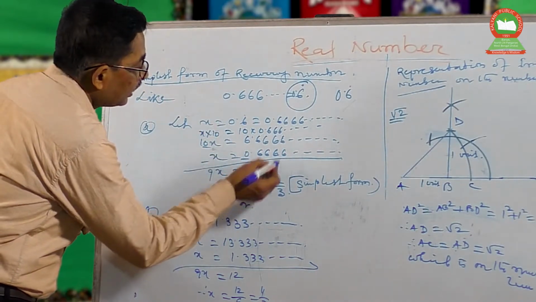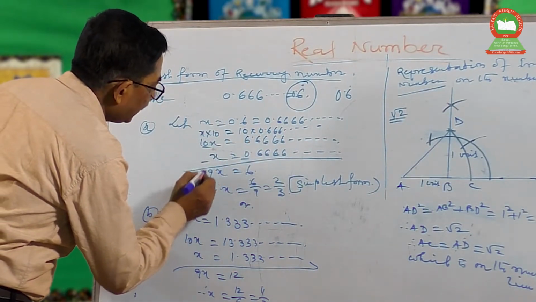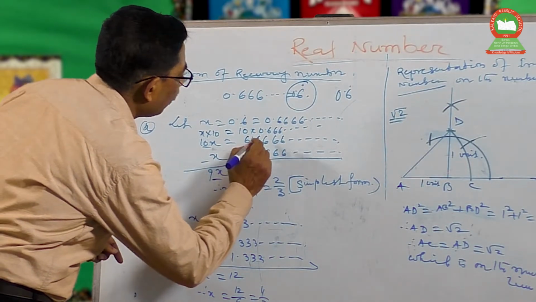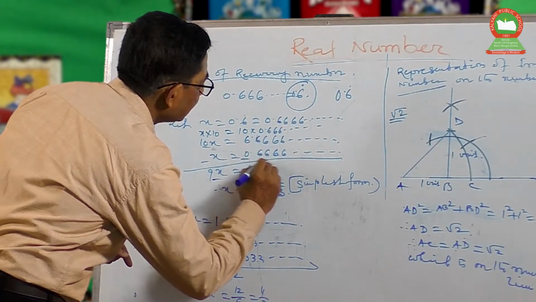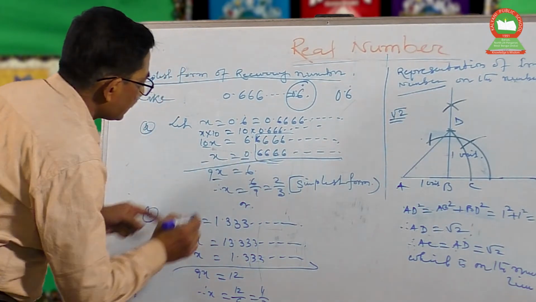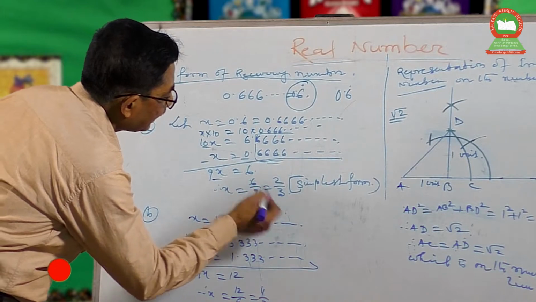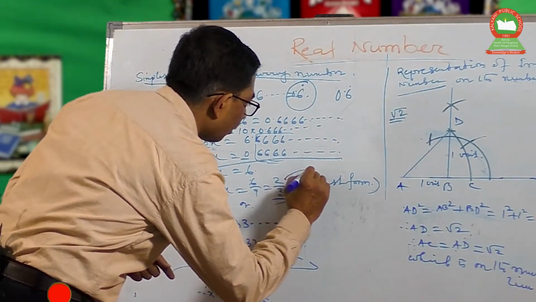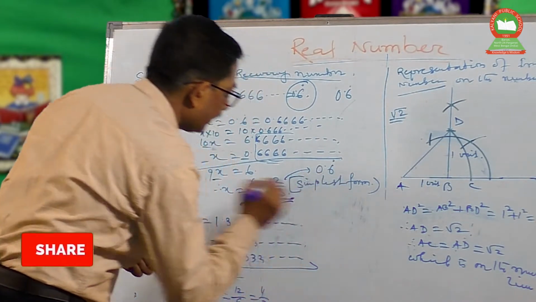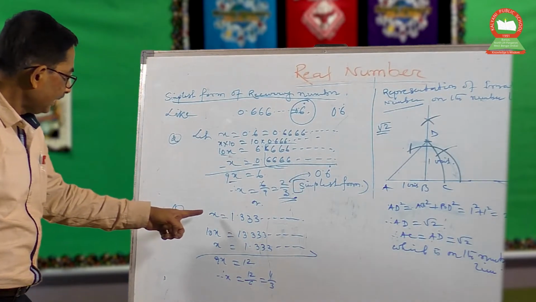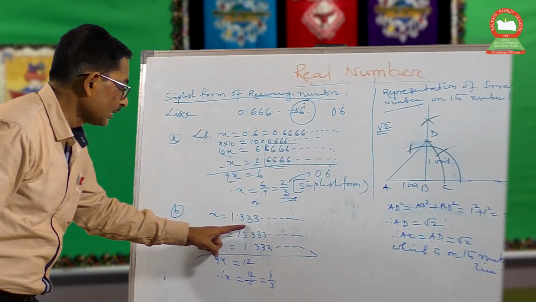Now we do the difference, subtracting this number from this number. It is 9x, and all the repeating digits have gone, so this becomes 0. Only 6 remains. Therefore x equal to 6 by 9 equal to 2 by 3. This is the simplest form of 0.6 recurring.